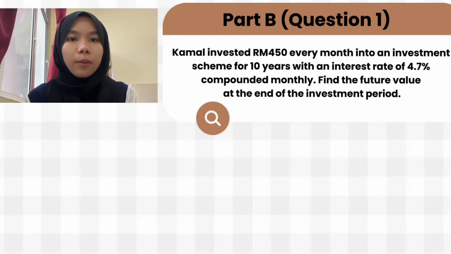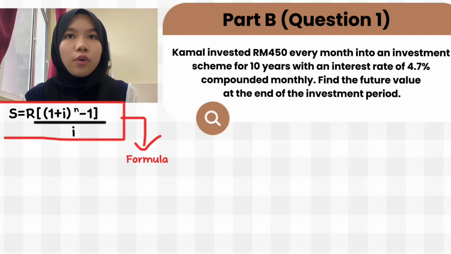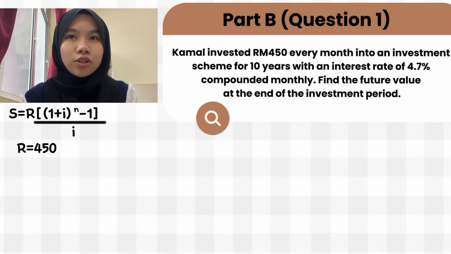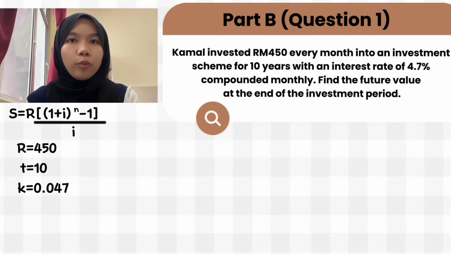Part B, question 1. Government invested RM 450 every month into an investment scheme for 10 years with an interest rate of 4.7% compounded monthly. Find the future value at the end of the investment period. So, the first thing is we need to find the information that we have. R is 450, T is 10 years, K is 4.7%, but we need to divide by 100, so we will get 0.047. And next, we need to add some formula, which is I equals K over M, 0.047 over 12. And N is M multiplied with T, 12 multiplied by 10, and we will get 120, and M is 12.